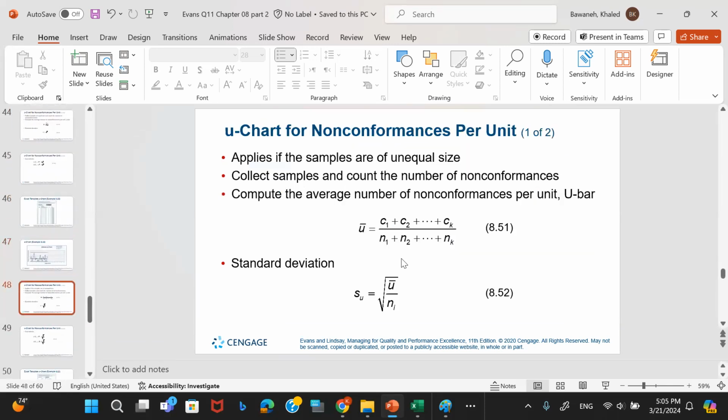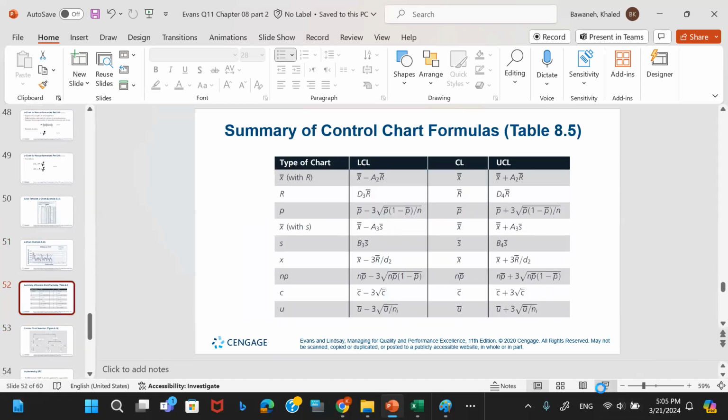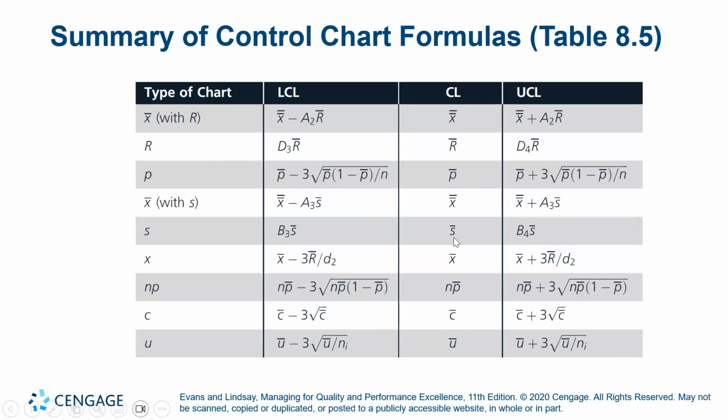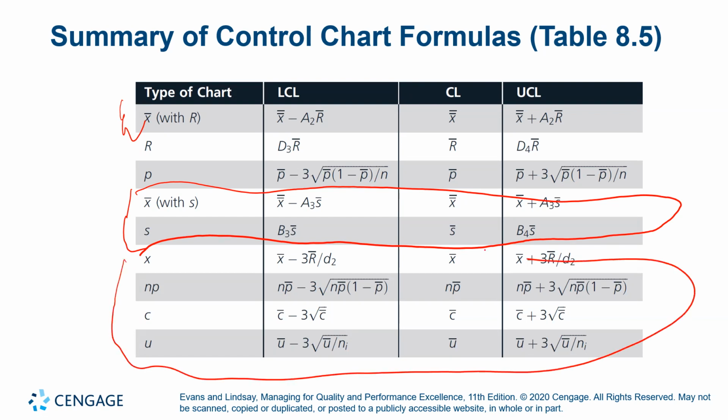And there is another chart called U, where you have the number per unit area. There is a slide here for the equations. So for me, I usually concentrate on X bar and R, X bar and S. It's good to know about all these charts, but usually I concentrate on these two charts.